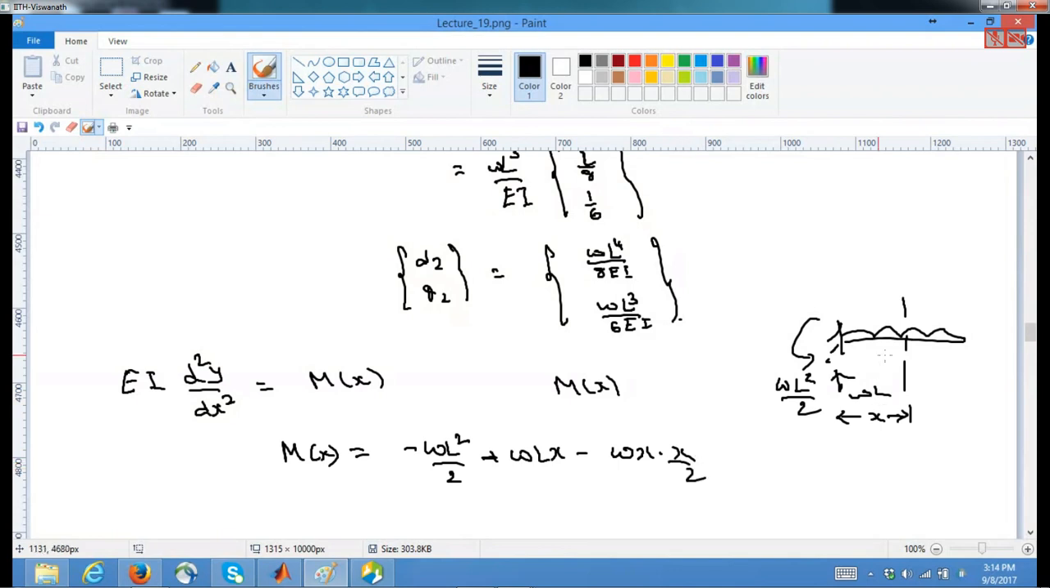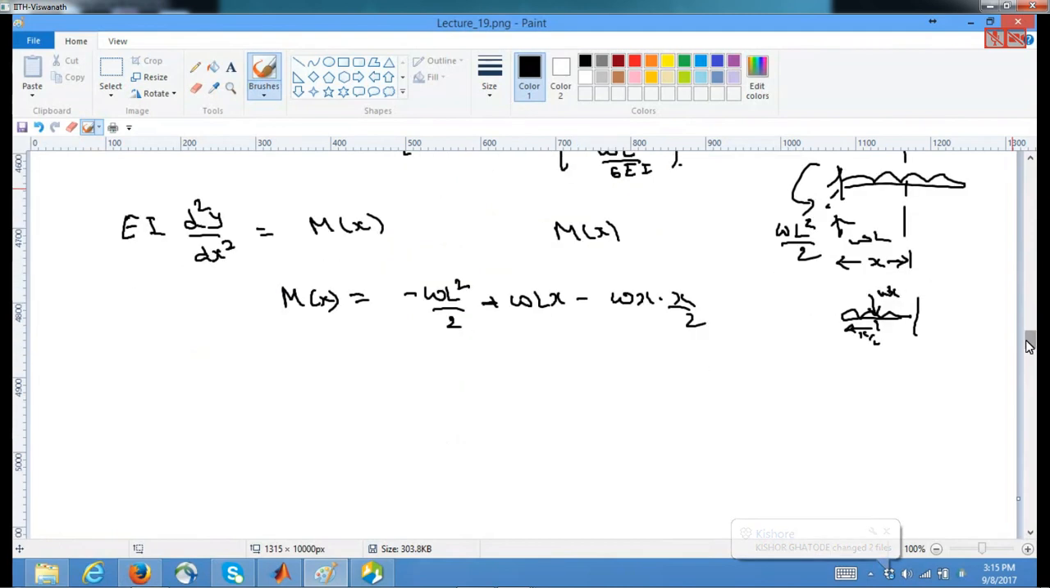So let me just see here once more. Since I have a small element whose load is Wx acting at a distance of x by 2, this is correct, it is causing a clockwise moment, so it is with a negative sign. WL square by 2, everything is fine. So EI d square y by dx square is equal to minus WL square by 2 plus WLx minus Wx square by 2.